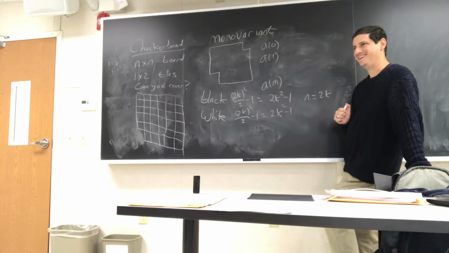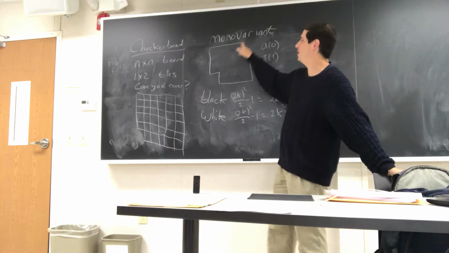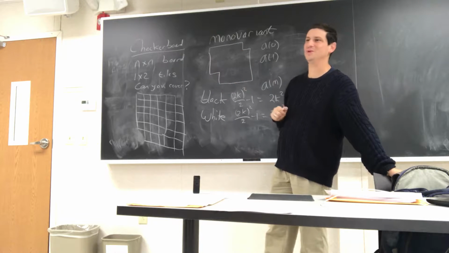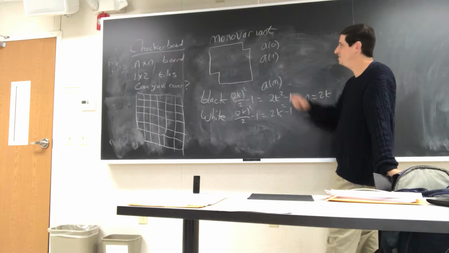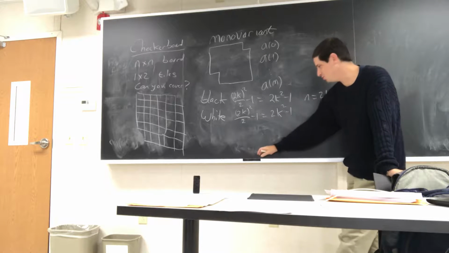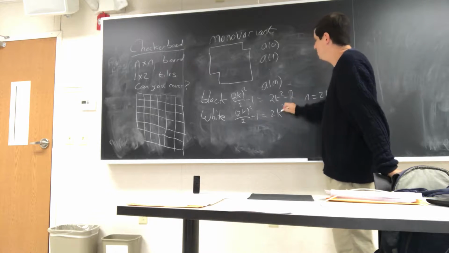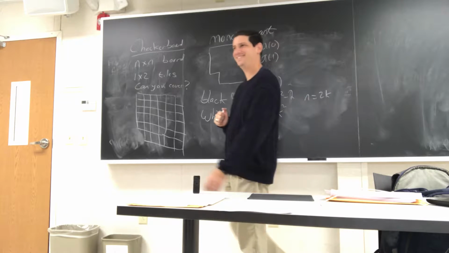Wait, aren't you subtracting 2 from 1 of them? Yes. So I don't subtract off 1 from each. One of them loses 2 and one of them loses none. Without loss of generality, do you want to assume the black is losing 2 or the white? Let's just do black. Alright, so black loses 2, white loses none. So they're both even numbers.